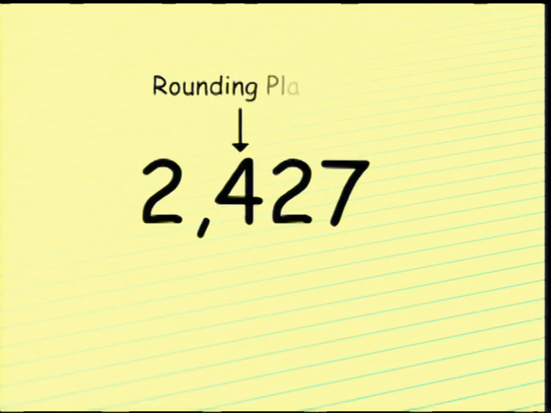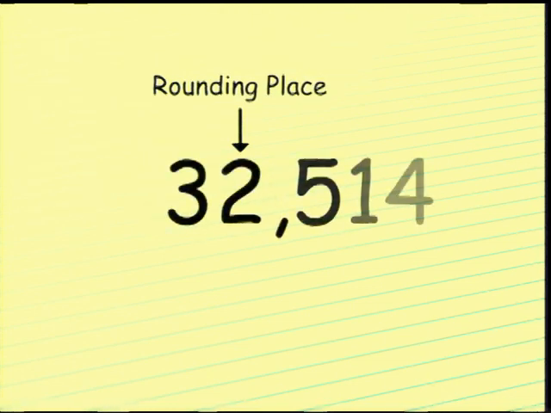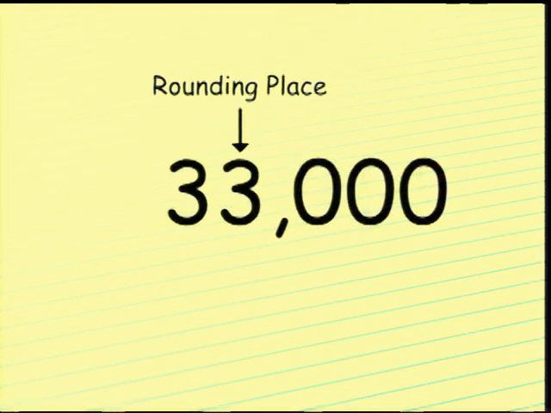When rounding whole numbers, if the digit is less than 5, replace all digits to the right of the rounding place with zeros. If the digit to the right of that place is 5 or greater, increase the digit in the rounding place by 1 and replace all digits to the right of the increase with zeros.